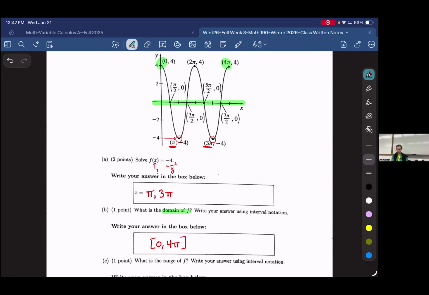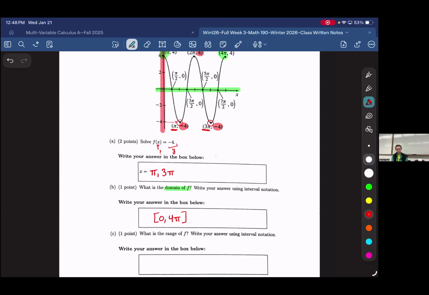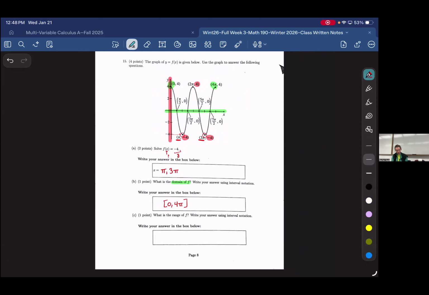Question C is asking for the range. So now we're going to go over to our y-axis, and we want to look for what is the smallest y value possible, and what is the largest y value possible. And because these are points on our function, we are including those values. So once again, hard bracket, -4, +4.